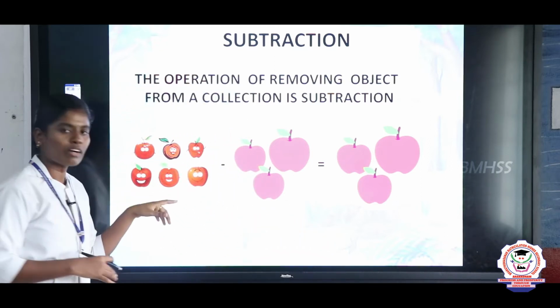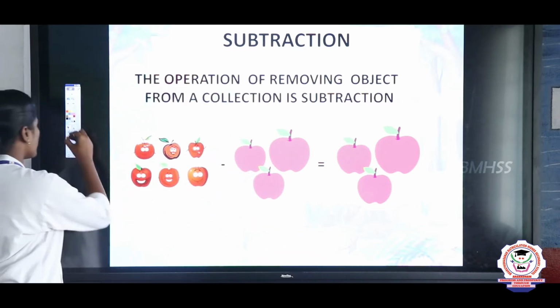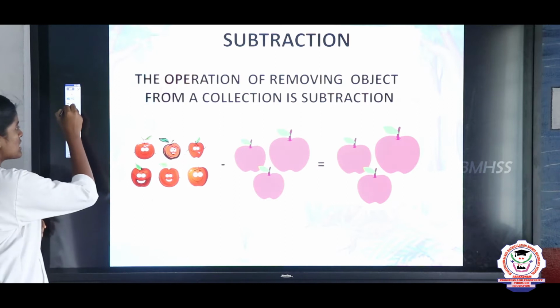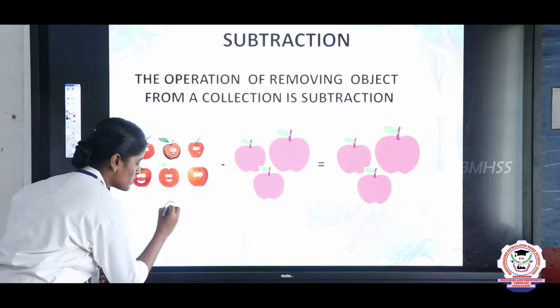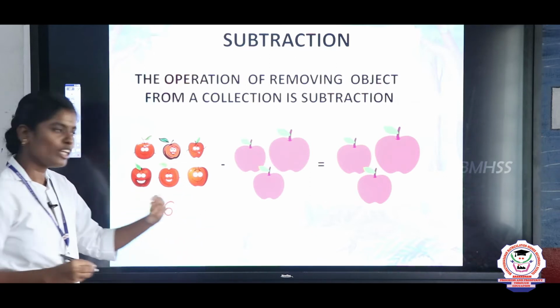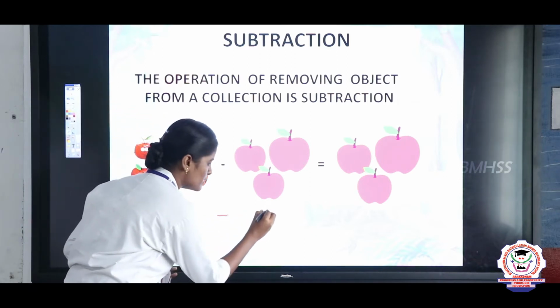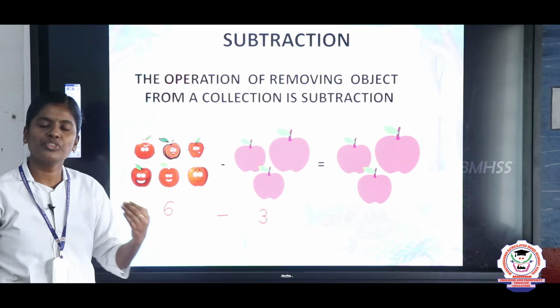So first we have 6 apples. First, totally how many apples are there? 6 apples. And then the second group, we have 3 apples.